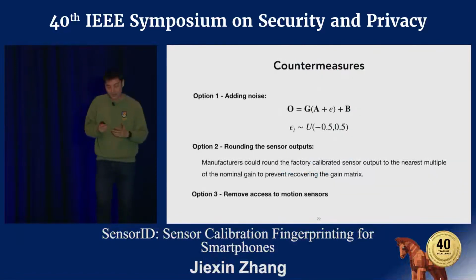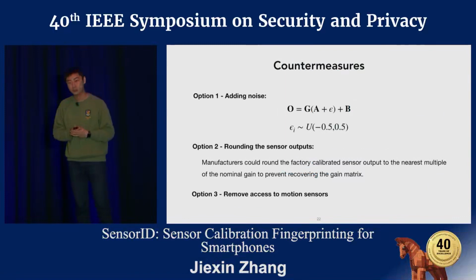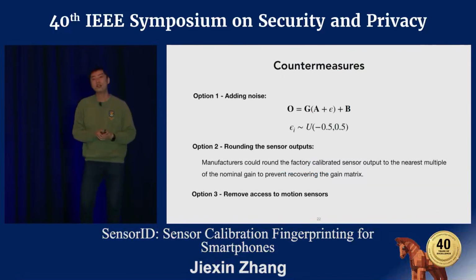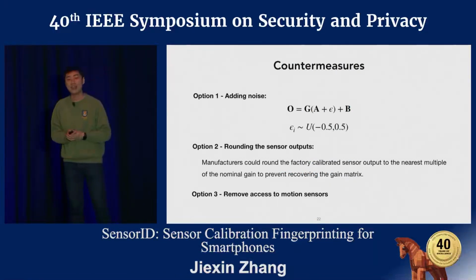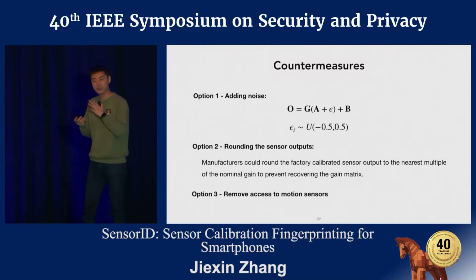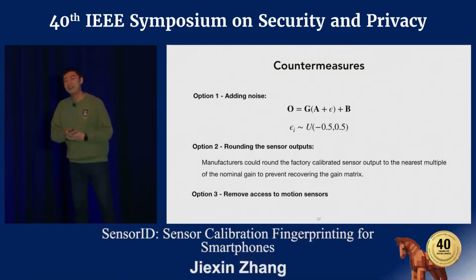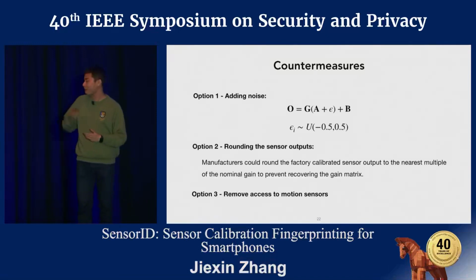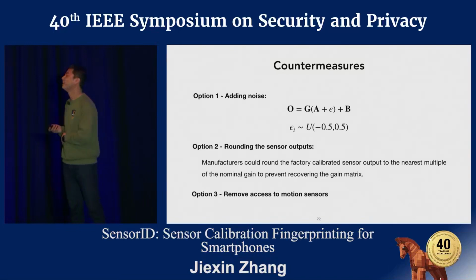To mitigate this attack, we proposed two options. The first option is to add noise to the ADC outputs. This could help to obfuscate the quantization. The second option is to round the sensor outputs to a multiple of the nominal gain, and this would remove the fluctuation we saw earlier in the graph. But there is always a third option, which is the most secure among the three, that is to remove the access to the motion sensor altogether.